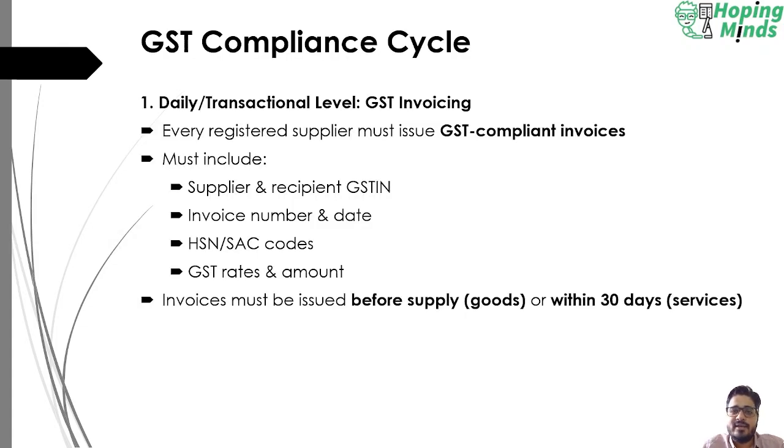GST compliance cycle. What are the different compliances that a registered taxpayer must do under the GST? First, daily transactional level, that is GST invoicing. Every registered supplier must issue GST-compliant invoices. The invoices raised by the supplier of goods and services must contain the supplier and the recipient GSTIN. If the recipient is a registered person, then his GSTIN is also mandatory.